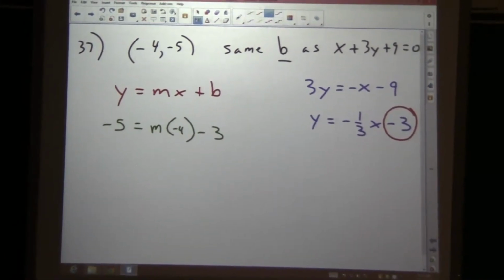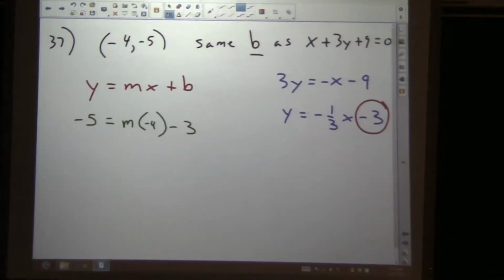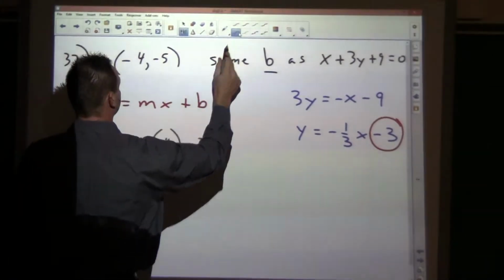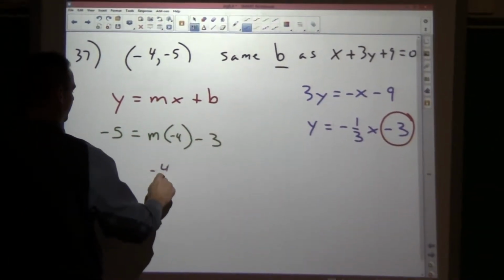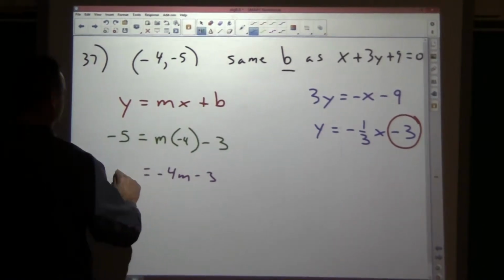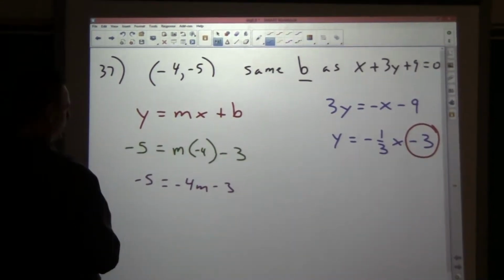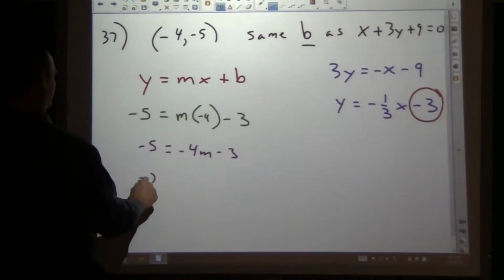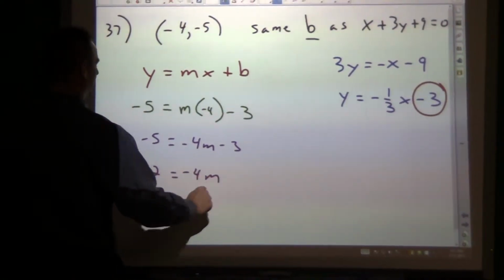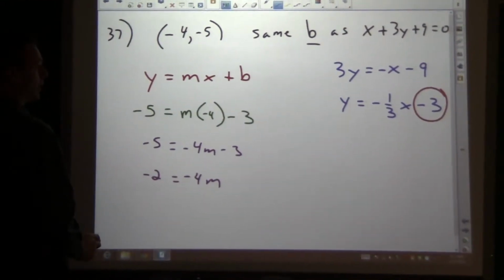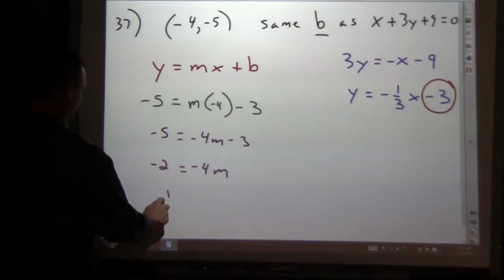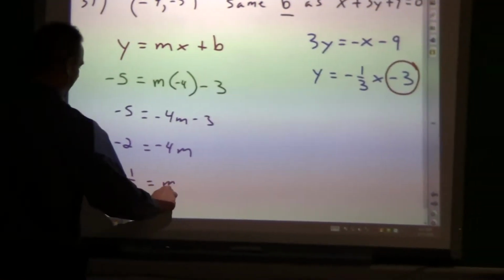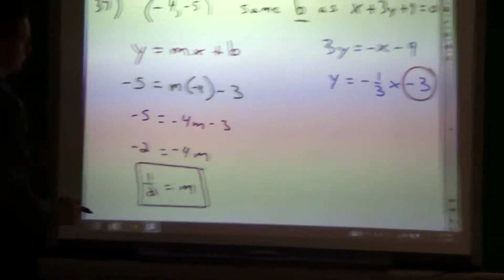I'm just going to solve that equation for m now. -4m - 3 = -5. Add 3 on both sides. I get -2 = -4m. Divide by -4. Negative divided by negative is positive. 1/2 = m. The slope is 1/2.